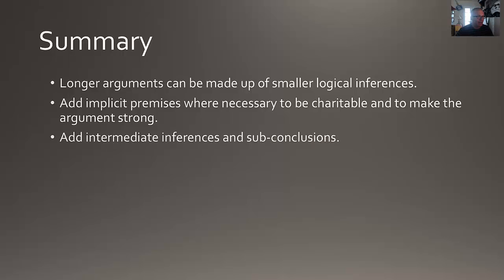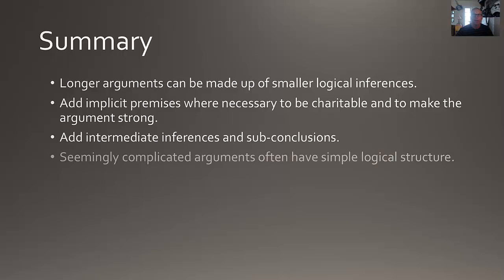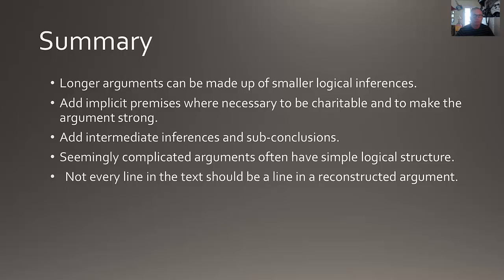We're also adding intermediate inferences and sub-conclusions in a couple of these cases so that we can draw out the explicit reasoning. And all of this detail and all of this structure is also going to let us do a good job at critical evaluations later. Seemingly complicated arguments often have very simple logical structure. It's easy to divide and conquer here and break it down and say, well, what's the main point and what are the simple reasons that I'm being given to accept the main point?